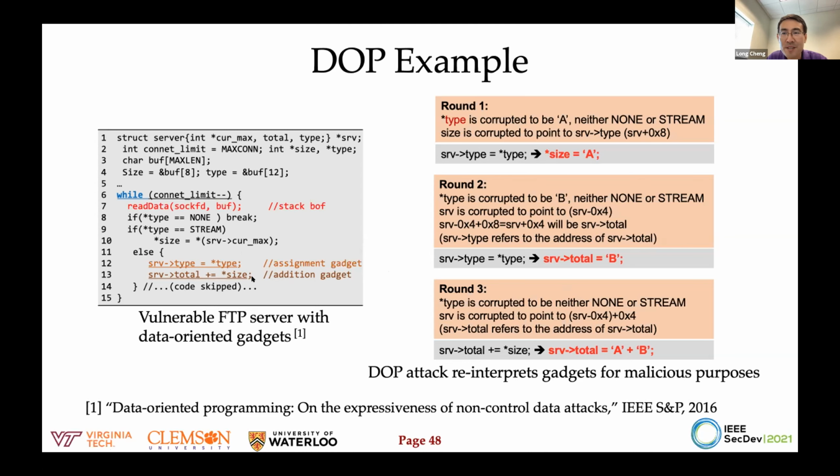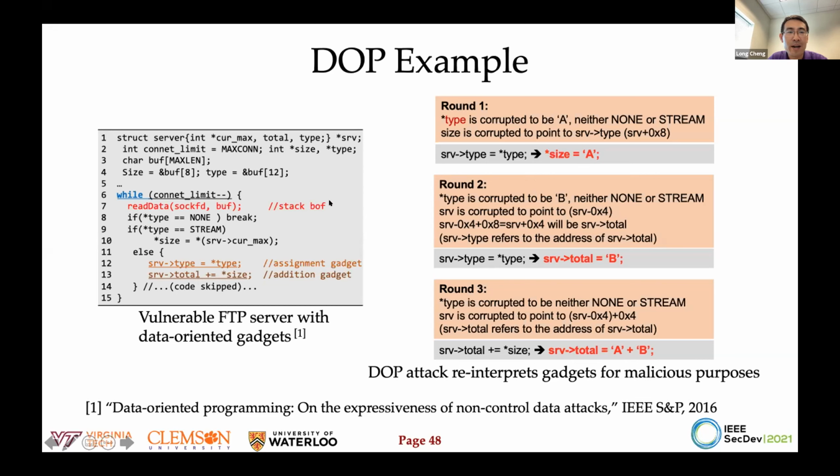The next thing is we want to let this size be an integer pointer. Then we let this integer pointer size point to value a or b. The next step is to assign value a or b to this served total. That means to launch this attack, we need multiple steps. Here multiple steps means the attacker needs to send multiple attack payloads to the server program. In this example, it requires 3 rounds.